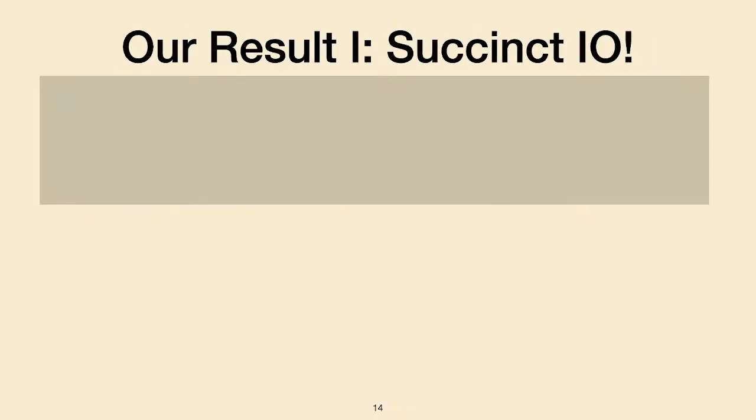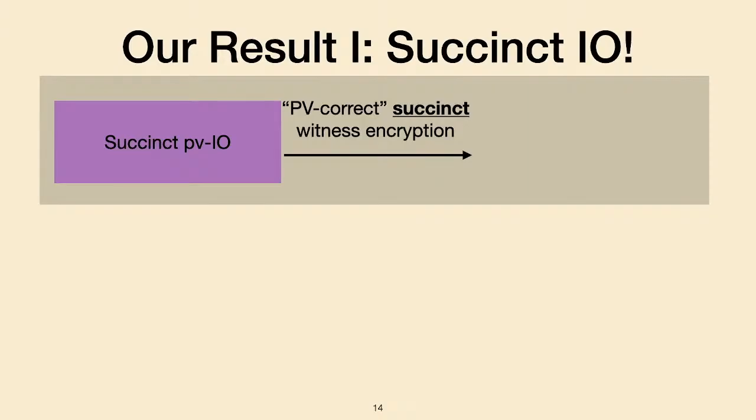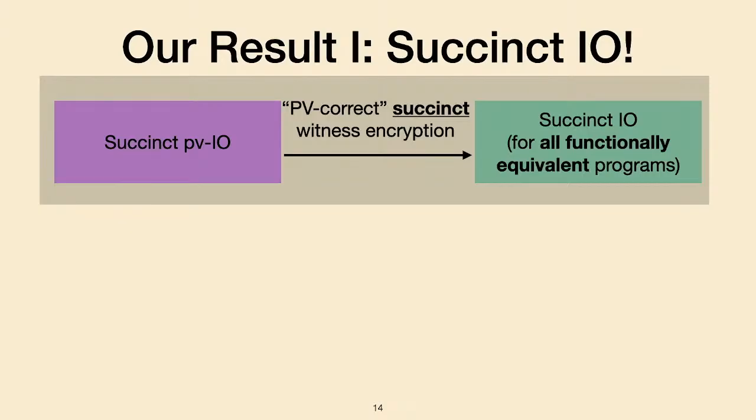OK? So our result 1, succinct I/O for all Turing machines. OK, kind of. So if you have succinct PV/IO, our first theorem statement is that if you have PV-correct succinct witness encryption, you can get to succinct I/O for all functionally equivalent programs. OK? So I define witness encryption as an application of I/O, but here somehow you can use witness encryption to boost PV/IO back to succinct I/O, which is pretty cool.